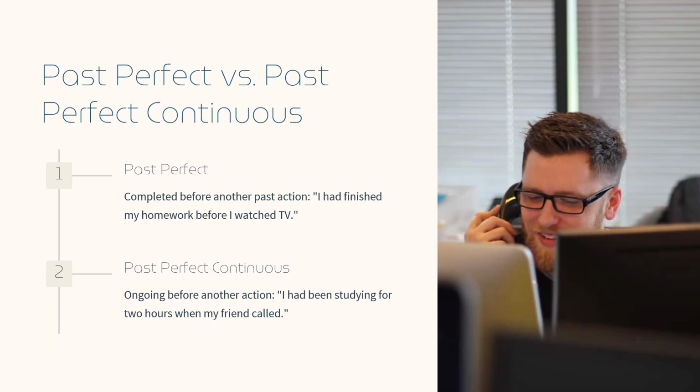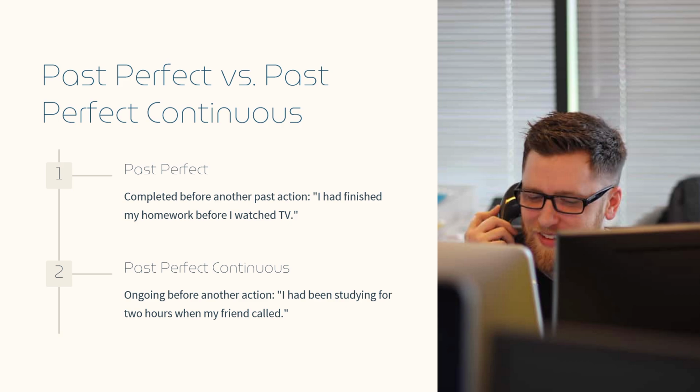Okay, so next we have the past perfect and past perfect continuous. The past perfect is used to show that one action happened before another action in the past. So for example, I had finished my homework before I watched TV. So here we're indicating that one event finished, right, which is finishing homework. This was completed before the second event, which is watching TV.